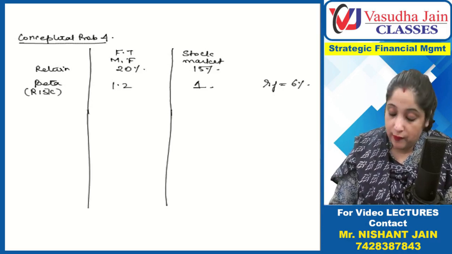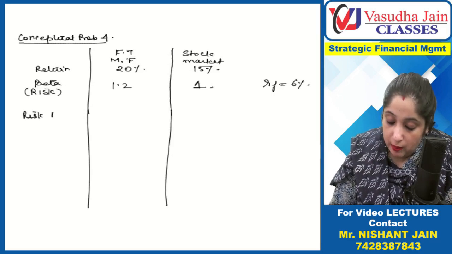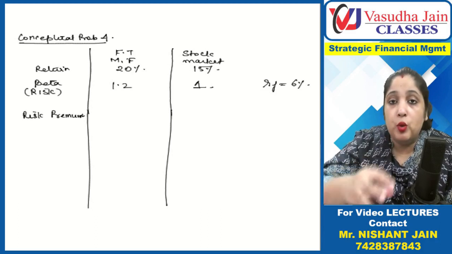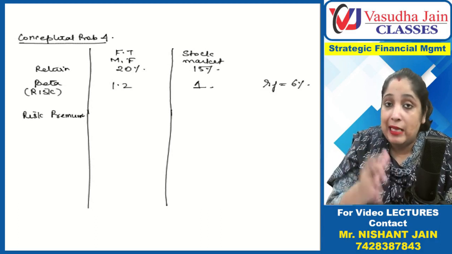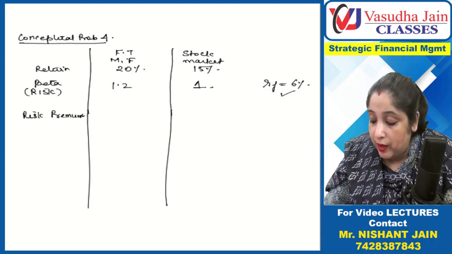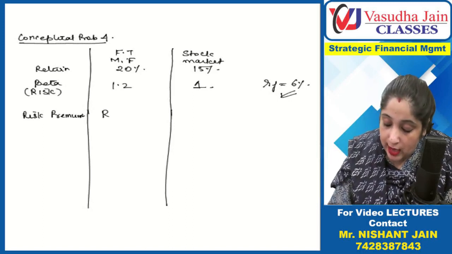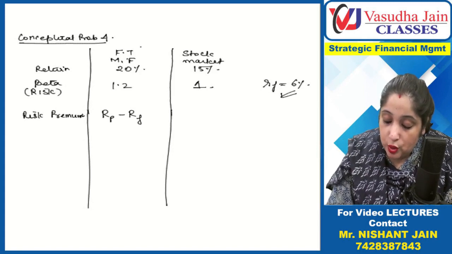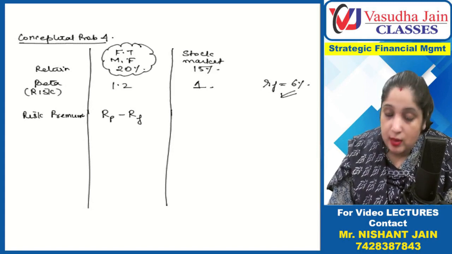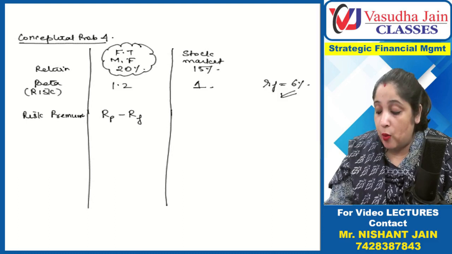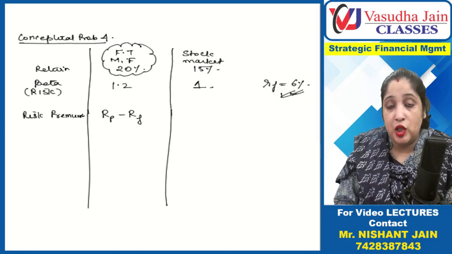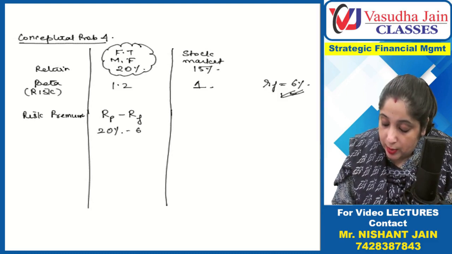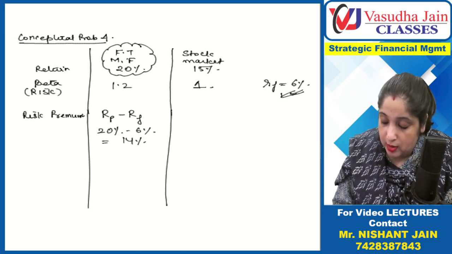Now what do we have to do? First of all, let us find out the risk premium. Risk premium is how much excess return your mutual fund portfolio is giving you over and above the risk-free rate of return. So basically Rp minus Rf. How much is your mutual fund giving you as return? 20%. And without taking any risk, how much return can you earn? 6%. So how much excess are you getting over and above 6%? 20% minus 6% comes out to be 14%.